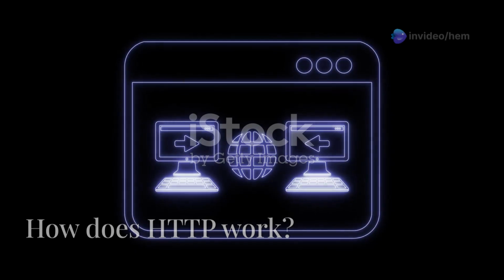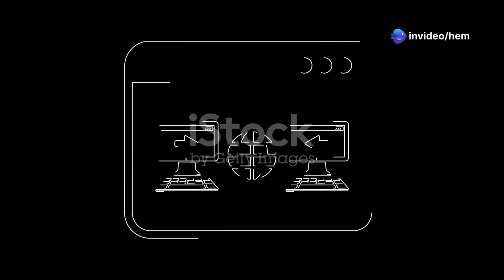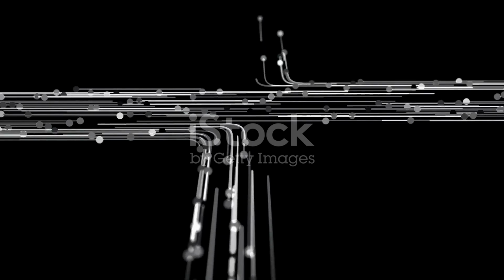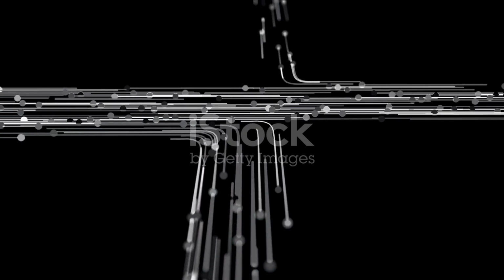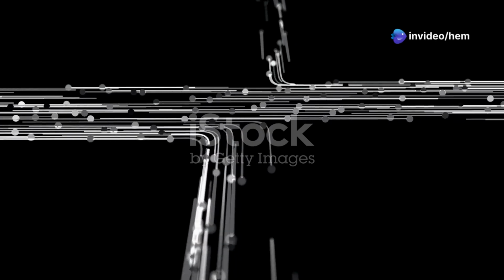Here's a step-by-step explanation of how HTTP works, breaking down the process into simple, easy-to-understand steps. First, a client, like your browser, sends an HTTP request to a server. This request can be for a web page, an image, or any other resource available on the web.